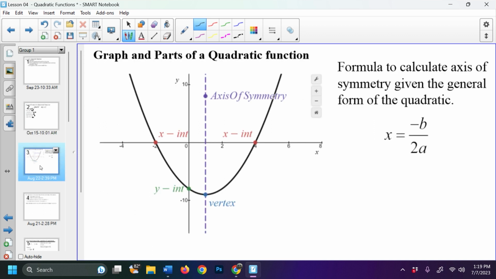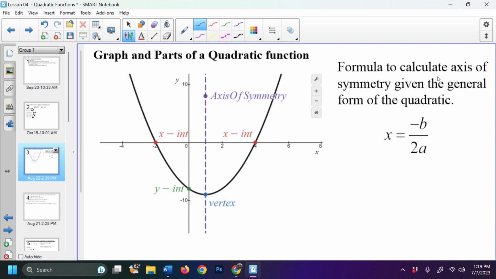Parts of a quadratic function. If we take a look here, the x-intercepts are both labeled in red. The y-intercept, the place where it crosses the y-axis, is labeled here in green. The axis of symmetry is an imaginary line that divides the parabola in half. If I were to fold along this dotted purple line, this portion of the quadratic graph would line up with the other portion of the quadratic graph.